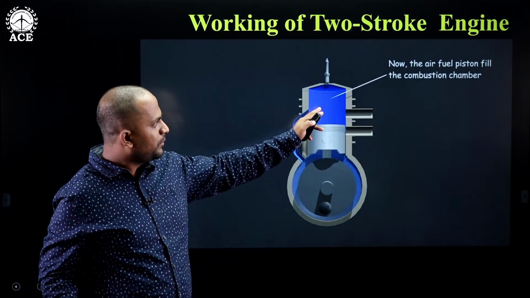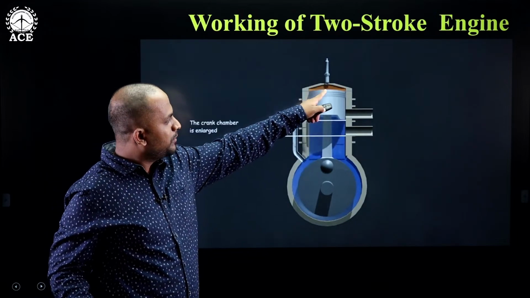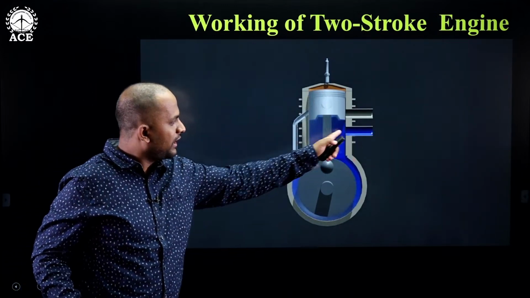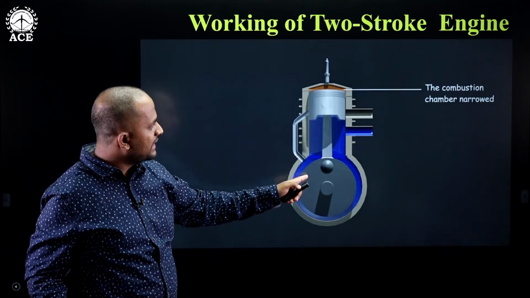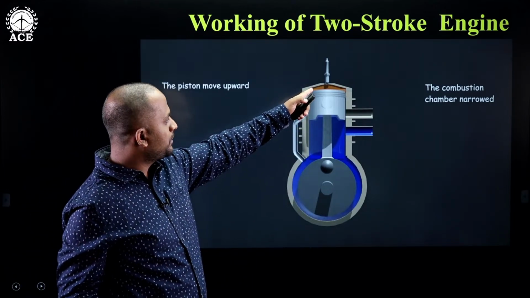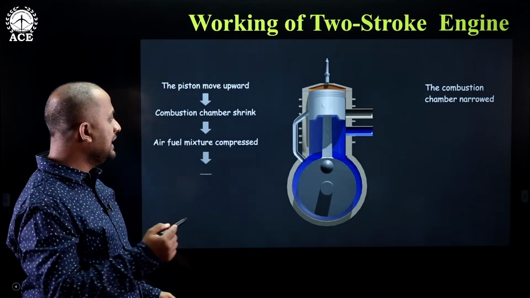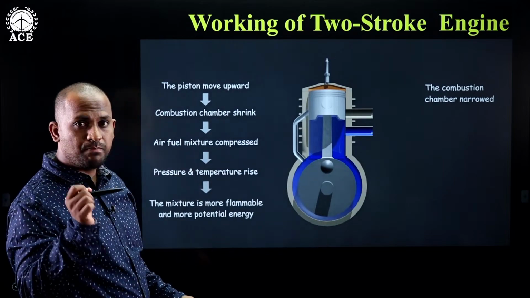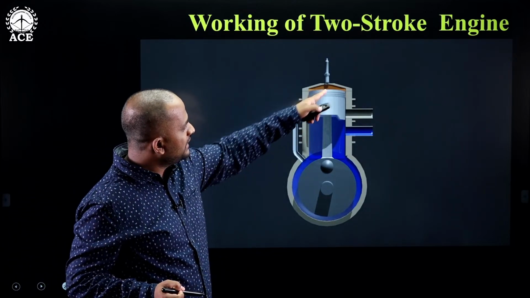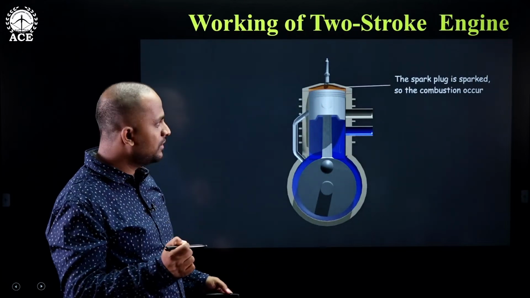Now in the next process, when the piston moves up again in the upstroke, the air plus fuel mixture will be compressed above the piston. Below the piston, the air plus fuel mixture will enter into the crankcase. Now at this point, what happens? Because of the compression above the piston, the pressure and temperature of the air plus fuel mixture increase, and at that point a spark is created with the help of a spark plug, which initiates the combustion process.